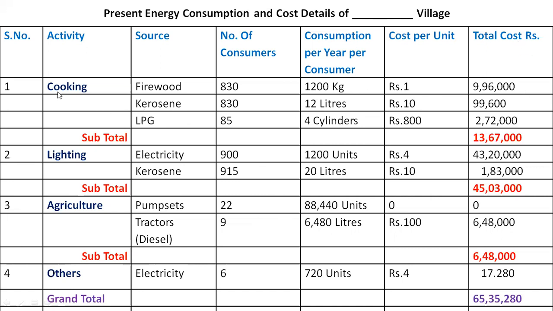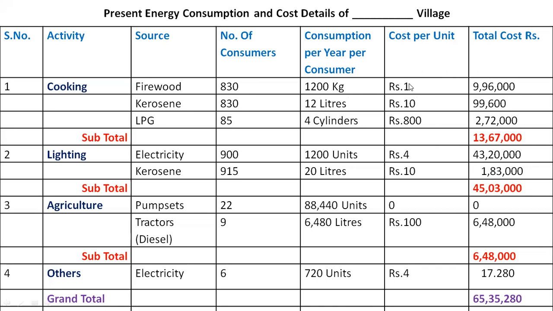So if you see, this is again a sample figure. You can have your own values for a particular village, because as I said, every student can do this for every village, so that this is the best way to cover all the villages if you can really do it. So for cooking, firewood is being used by 830 consumers, assuming that the village has 915 households, and firewood is used by 830 households, and the consumption of each household is 1200 kg per year.